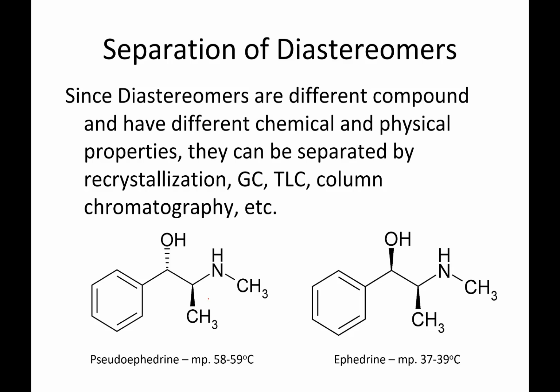So the first one is pseudoephedrine. That's what you take when you have a stuffed up nose. You have to go back to the pharmacist, show them your driver's license. You can only buy like 3.6 grams of pseudoephedrine a day, according to the Methamphetamine Control Act of like 1990 or something like that. And the pseudoephedrine has a melting point of 60 degrees.